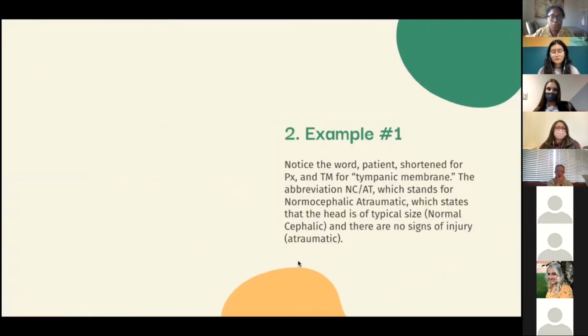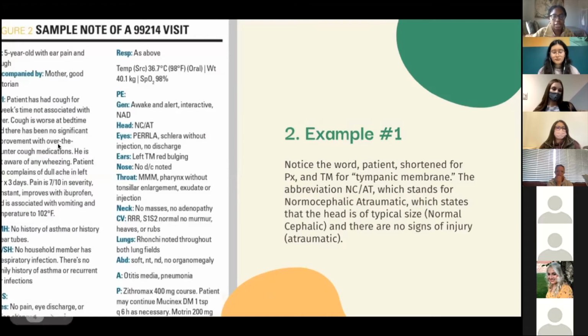So, I think it's cut off a bit on the left, but this is our first example of what they look like. I'm pretty sure everybody has a bit of an idea of what they look like. It's just a bunch of little abbreviated words. So notice the word patient, shortened to PX, TM for tympanic membrane. I'm pretty sure a lot of SLP students know what that is. The abbreviation NC/AT stands for normocephalic atraumatic, which just states that the head is of a typical size and there are no signs of injury.